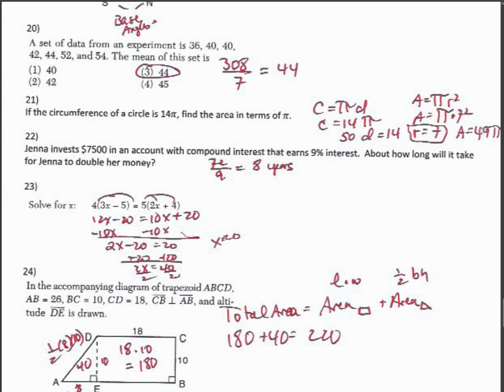7 squared is 49, so the area would be 49 pi. It does say in terms of pi. So that's it. Don't go any further. Don't put in a 3.14 or 3.1416 or anything else. Just leave it as a pi.